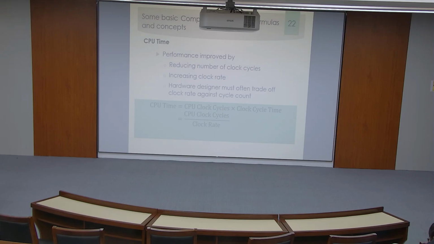It is also equal to CPU clock cycles divided by the CPU clock rate, as the clock rate is the inverse of the clock cycle time. So this is what we have. The CPU time equals CPU clock cycles times clock cycle time, or CPU time equals CPU clock cycles divided by the CPU clock rate.